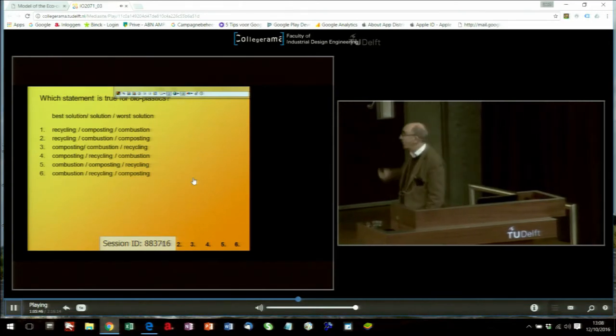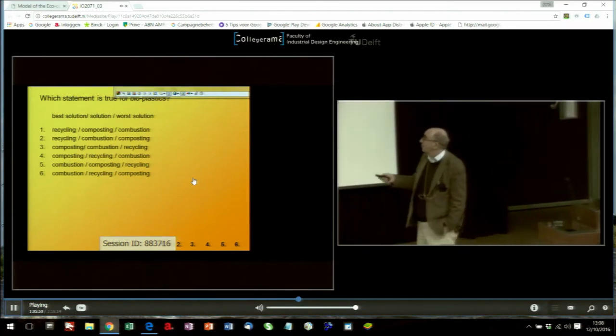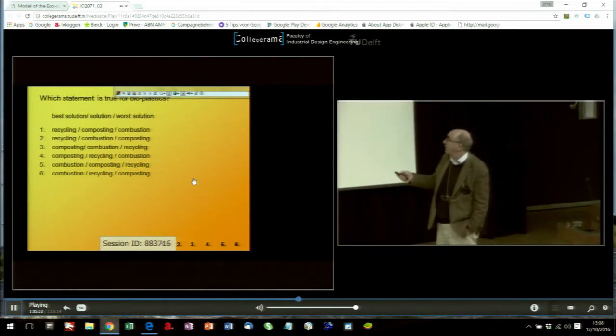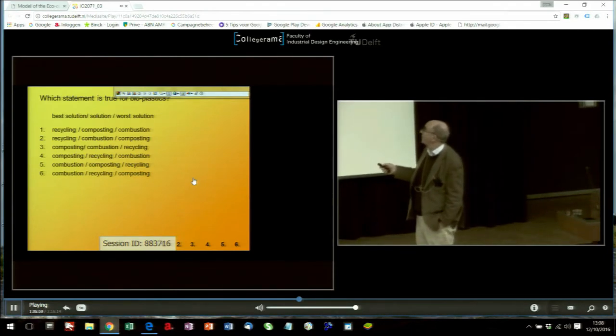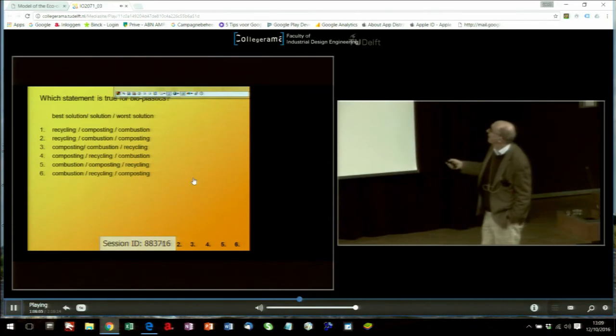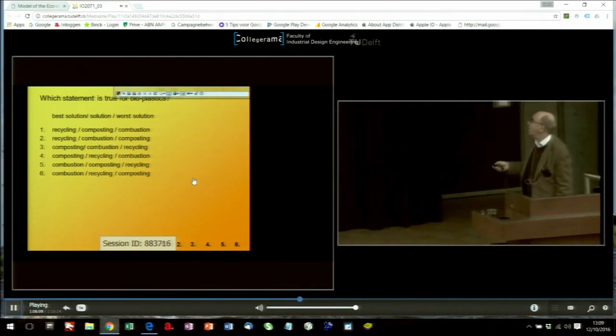Who of you think that recycling is the best idea, then composting and combustion is the worst? Or is composting the best and then combustion and recycling is the worst? Or composting, then recycling and then combustion? Please think a short moment and then I will ask you what the best option is. You can vote for it on your smartphone.